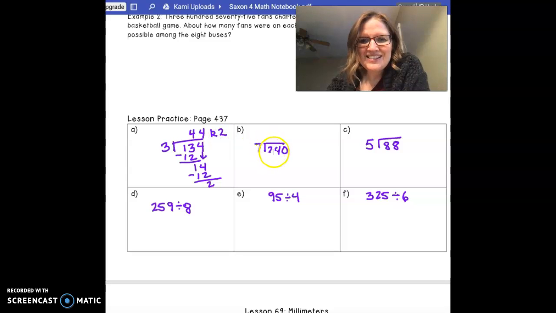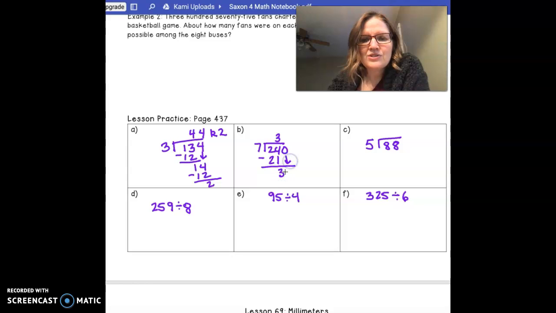Our next one, 240 divided by 7. We know that 2 cannot be divided by 7, but 24 can be divided by 7. I'm thinking it's 3 times. 3 times 7 is 21. We subtract. It gives us 3.